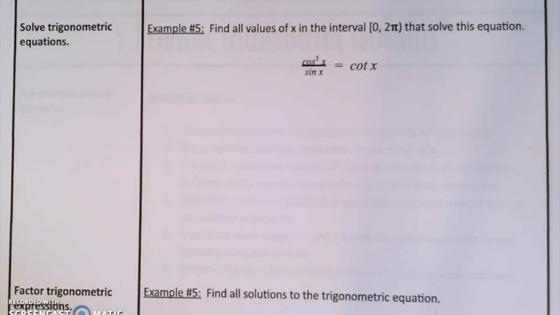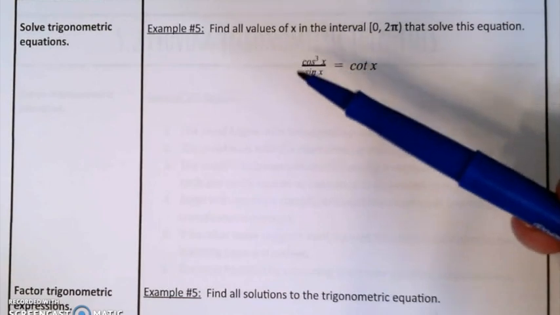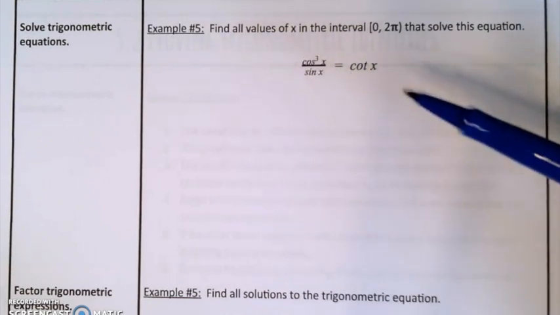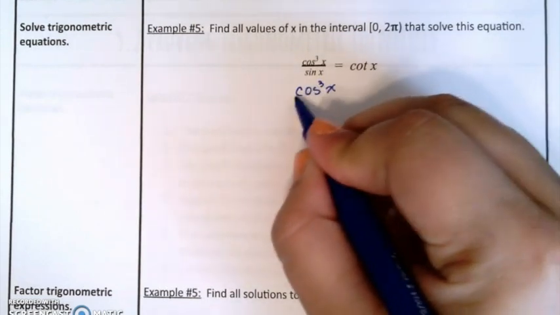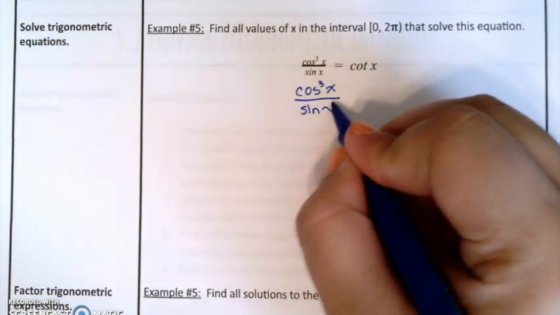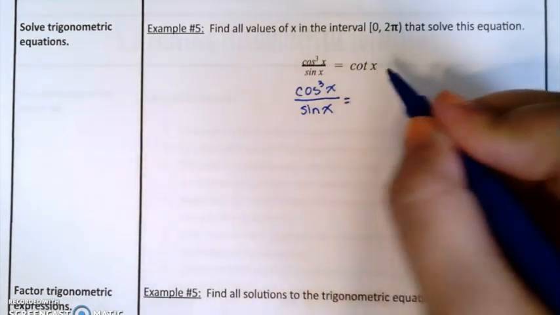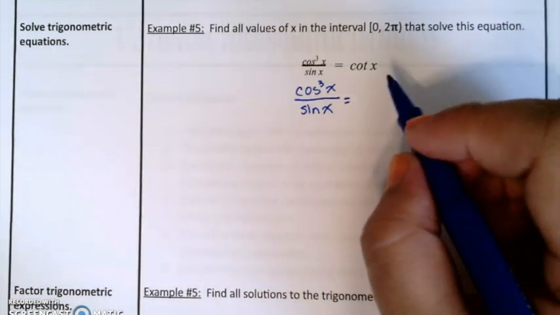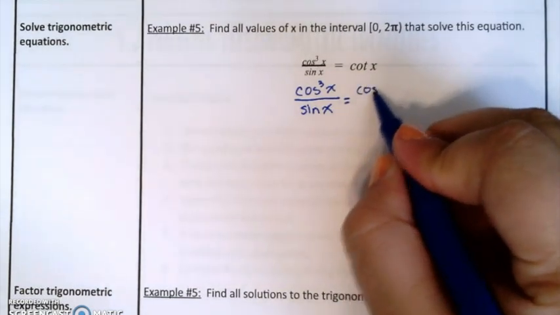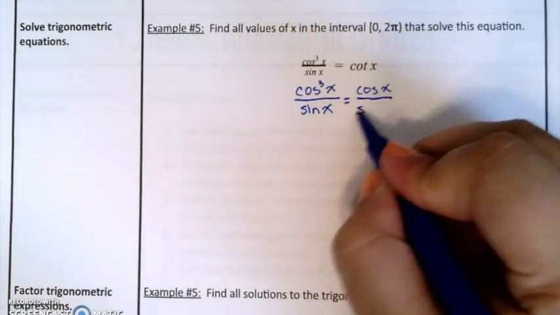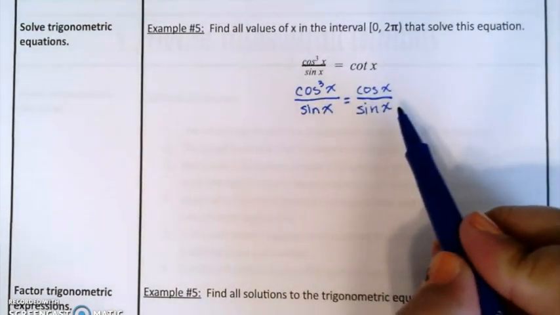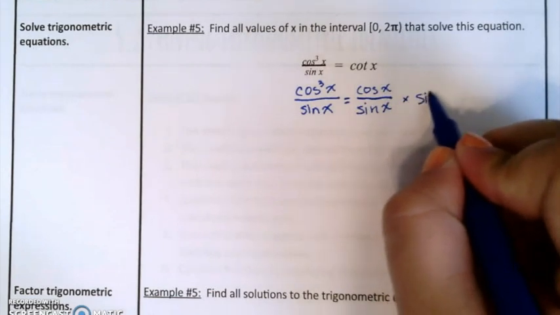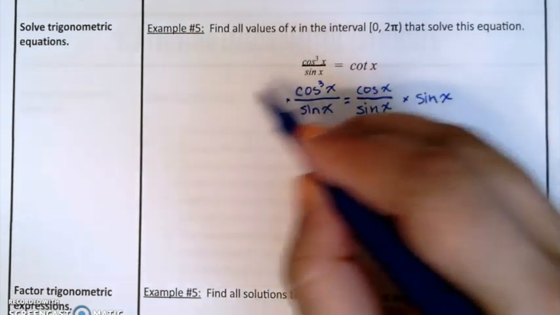So the first thing I'm going to do, maybe I'll write this in terms of all sine and cosine to see what I can reduce. So first we'll keep cosine cubed x divided by sine of x and rewrite cotangent of x. Cotangent of x was cosine of x divided by sine of x, so cosine of x divided by sine of x. Now I can see I have sine of x in the denominator on both sides, so I'll multiply by sine of x.